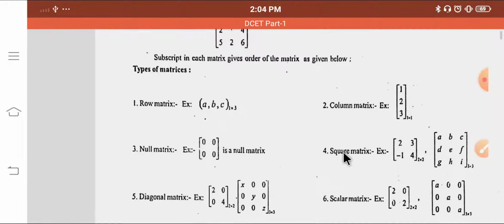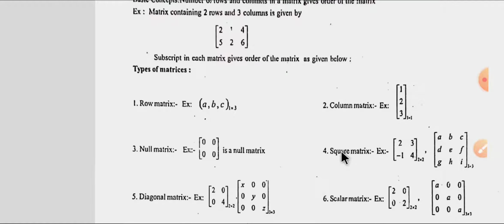Next, a null matrix is a matrix in which all the entries are 0. Next, the definition of a square matrix. A square matrix is one where the number of rows is equal to the number of columns. Here 2 rows and 2 columns, so this is a matrix of order 2 by 2. This is called a square matrix of order 2. Next, this is 3 rows and 3 columns, so the given matrix is of order 3.